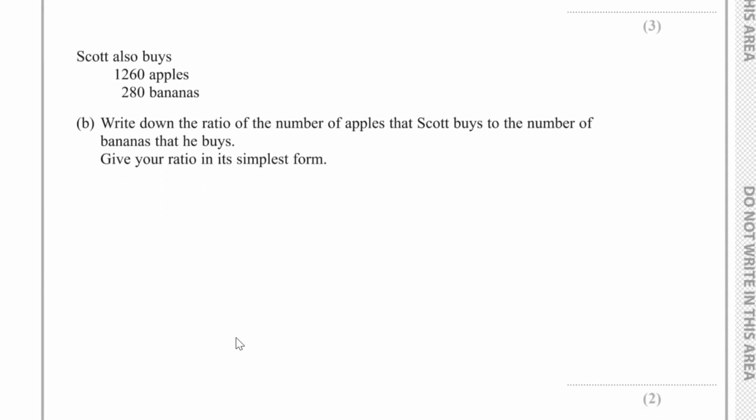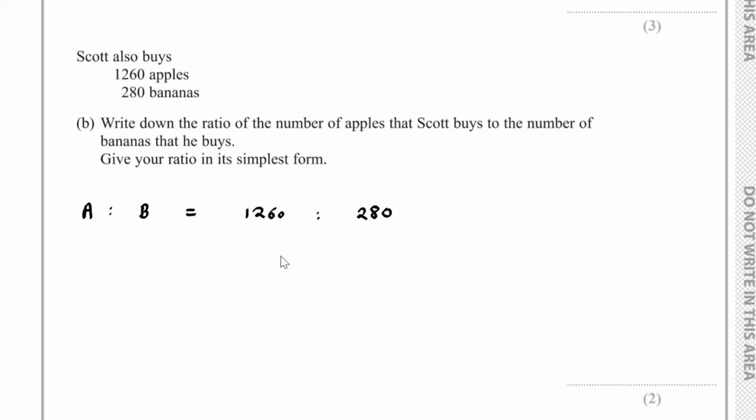And now for part B, Scott also buys 1260 apples and 280 bananas. We have to write down the ratio of the number of apples that Scott buys to the number of bananas that he buys. Give your ratio in its simplest form. So the ratio of apples to bananas, you can see that's equal to 1260 to 280.